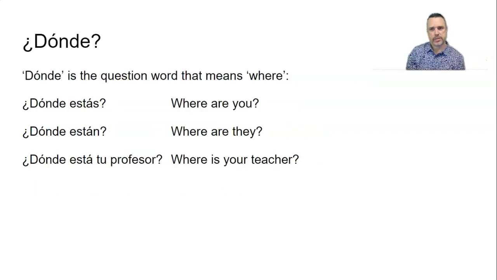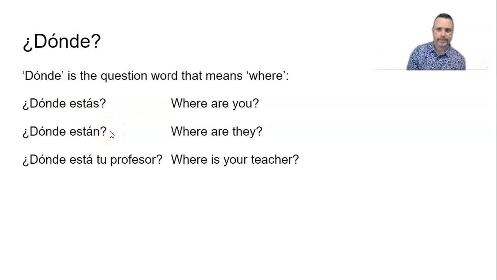To ask questions, right? So the question word we're going to focus on is dónde. Dónde is the question word that means where. Okay, so a couple of examples. Looking at our first one here. Yeah, ¿dónde estás? Where are you? Now I don't need a tú in there because I know that estás means you are. So ¿dónde estás? Where are you?